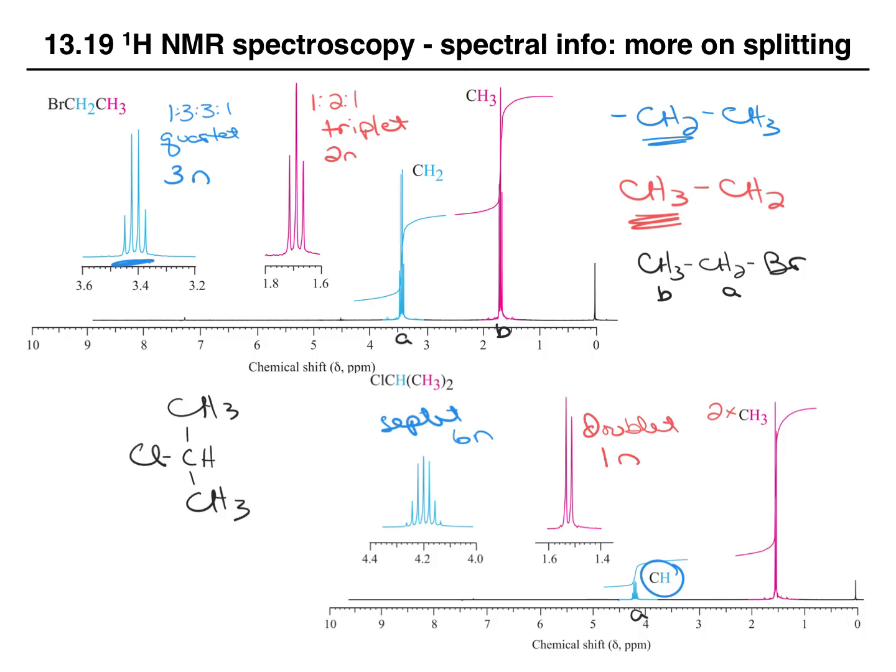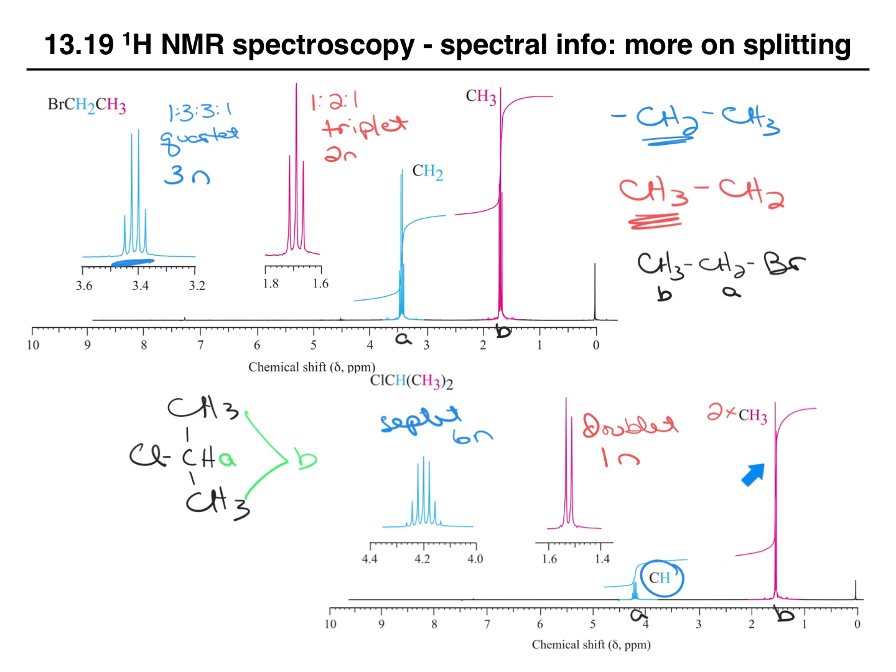So A and B. A is this hydrogen. It is deshielded because it is next to the chlorine. It integrates to 1 because it's only 1 hydrogen. And it is split into a septet because it has 6 neighbors. Then these would give rise to signal B.